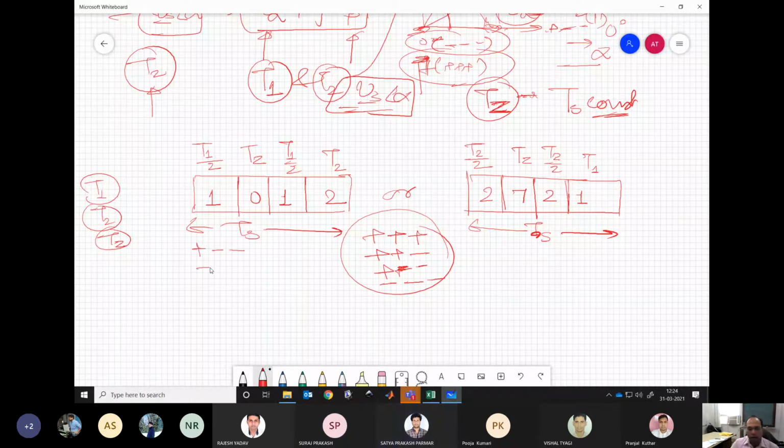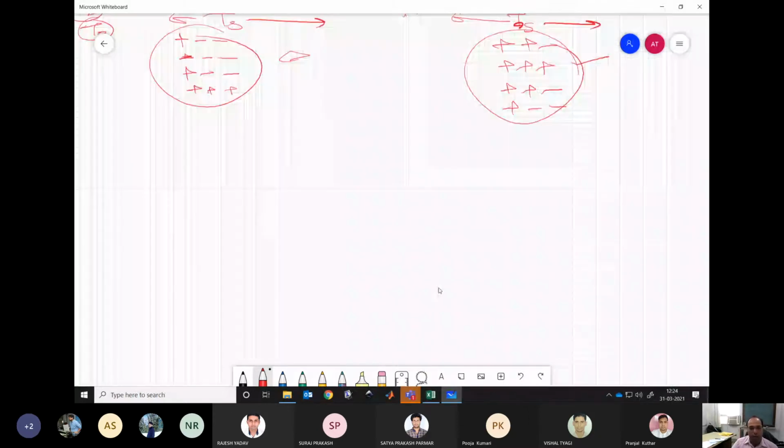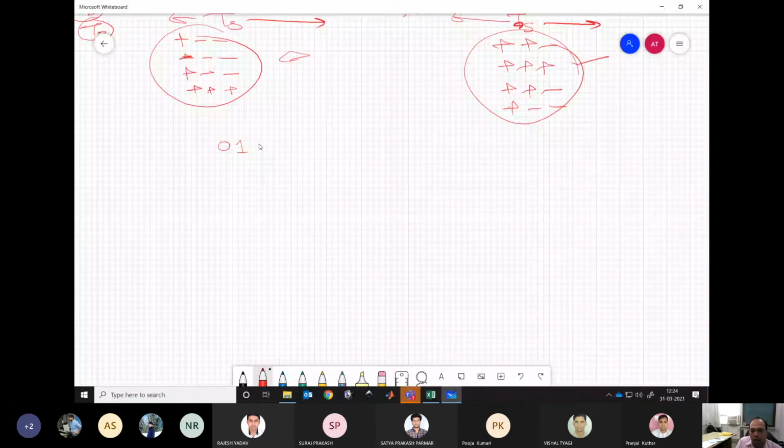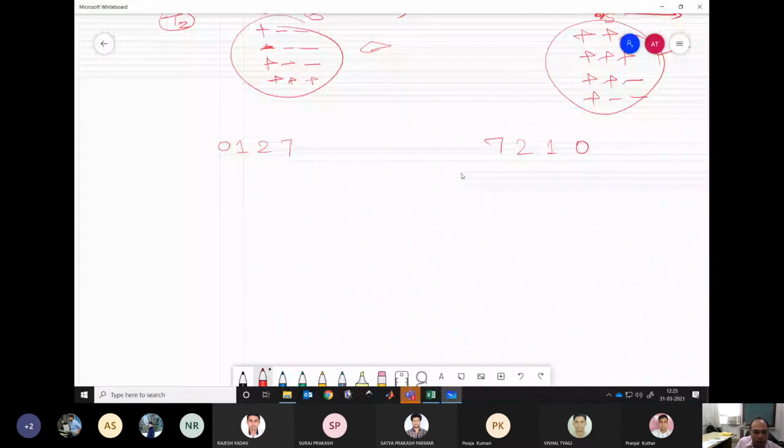But what is happening actually? This is what we need to understand. This is all our freedom, what we can do. But with this, what is happening? This is what you have to understand a little bit. Now with this sequence, which I have told earlier also, when we have something like 0, 1, 2, 7 or 7, 2, 1, 0, what is happening?